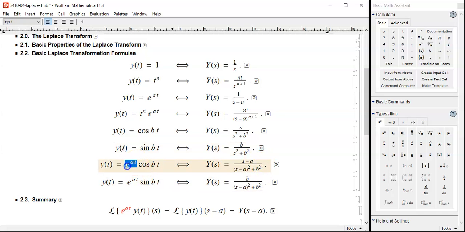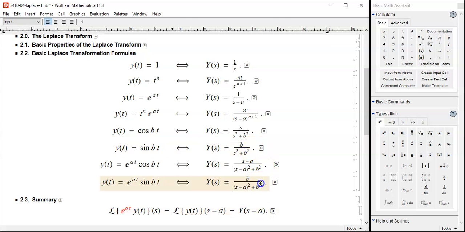We have exponential times cosine. Now, formula for cosine is here. That's the Laplace transformation formula for cosine. And then we multiply e to the at. That's translation. So in place of s, we have s minus a. And in place of this s, we have s minus a again. It's translation again. This one again.